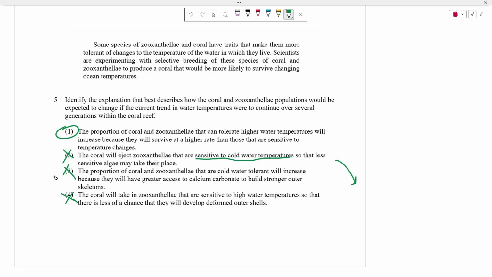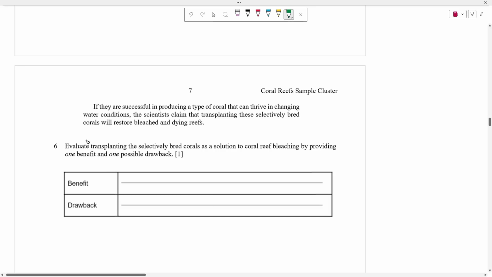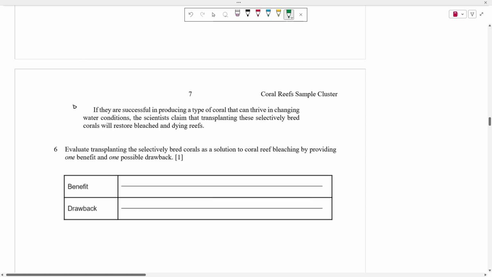So again, choices 2 and 4 misread how zooxanthellae and coral respond and react to one another, right? The zooxanthellae lives on the coral. The coral is just the house, right? The zooxanthellae can choose which house they want to live inside of, okay? That's why choice 1 is correct. Finally, this section is concluded by this small piece of text.